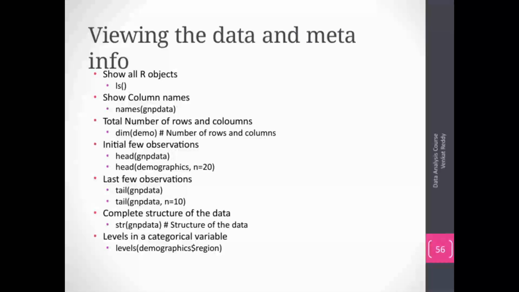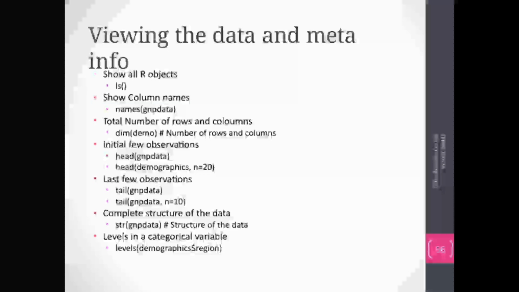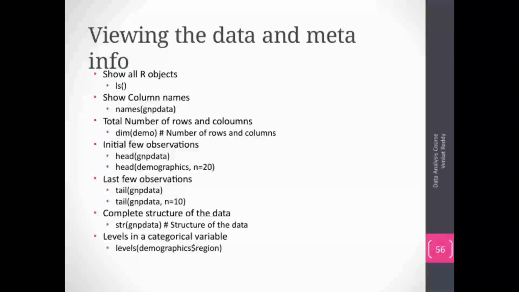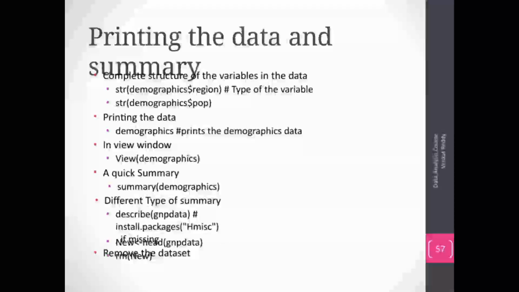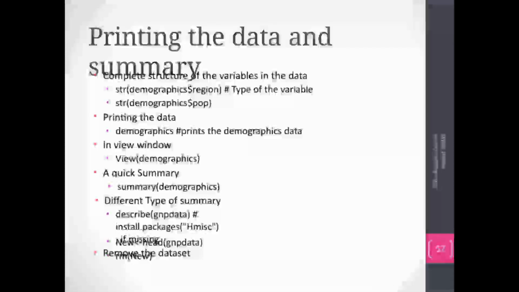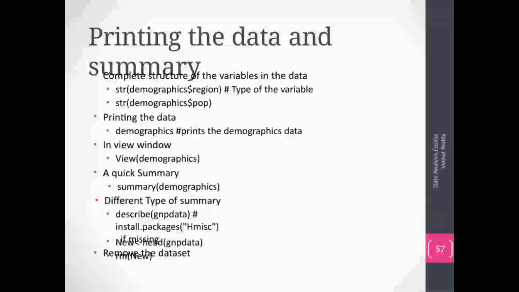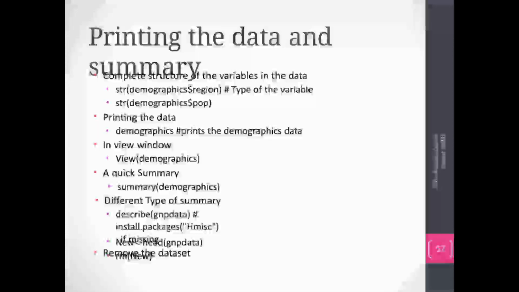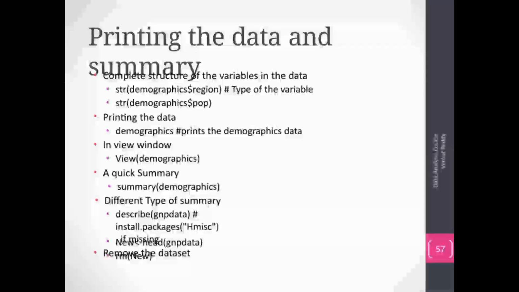Using SDR demographics $region, we can see what type of variable region is, whether it's a factor, character, or numeric. Similarly, SDR demographics $pop gives us insight into the population variable. To get a quick look at the data itself, we just print the entire demographics dataset. And if we want to view it more interactively, we can use View Demographics, which opens it in a separate window, making it easier to explore and analyze.